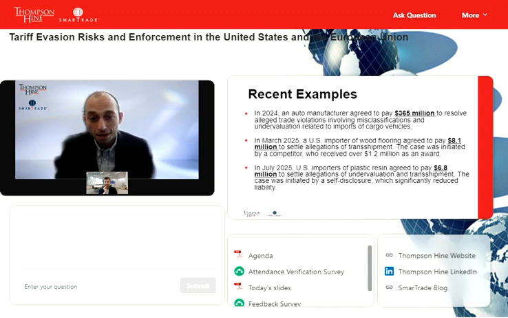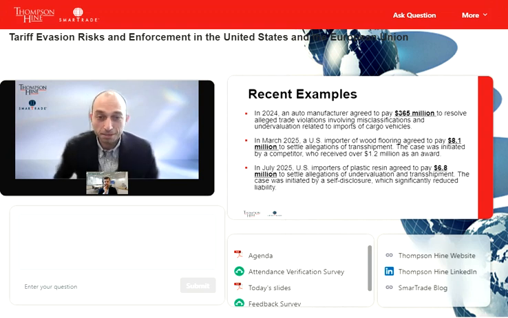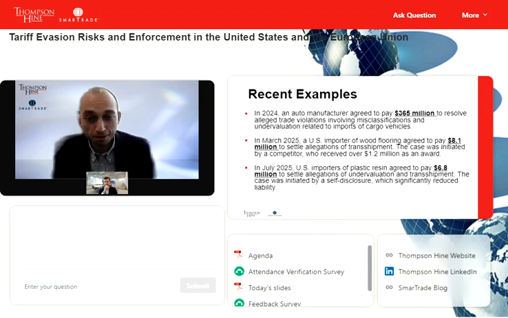And then in reality, the vehicles were cargo vehicles, and the importer made some post-importation changes in the vehicle to sell the vehicles as cargo vehicles, which would have been subject to 25% duties. So the CBP started an enforcement action and they made a settlement with the manufacturer for this amount to resolve those allegations. And then the second one was from March 2025.